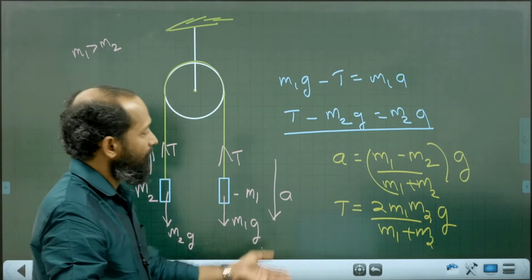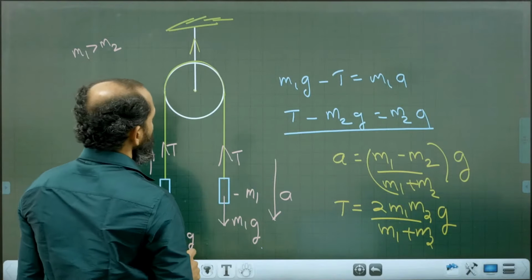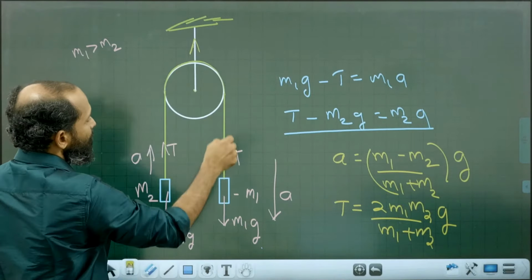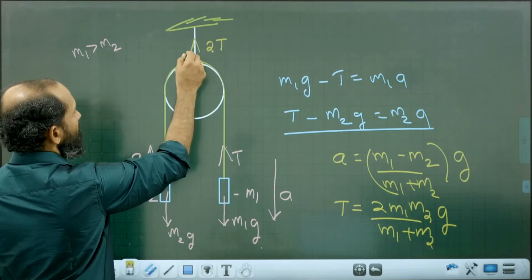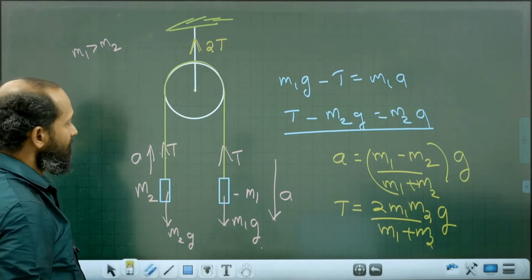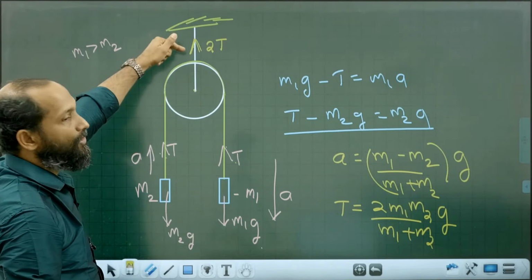Okay. Absolute acceleration, absolute tension. What is the tension at the point of support? As this single string supports these two strings, T plus T is equal to 2T. So, tension at this string is 2T. Tension at the first mass is T, tension at the second mass is T, tension at the pulley is 2T.